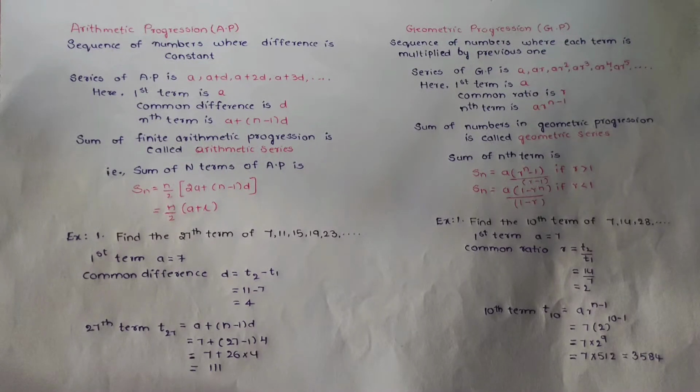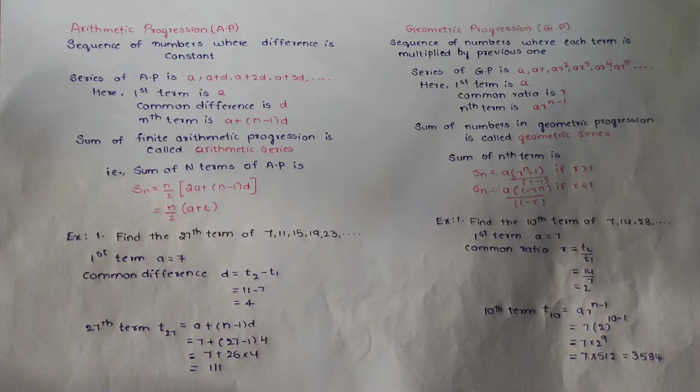Now to find the 27th term, we have to apply a formula. We have said that the nth term of an arithmetic progression is a plus (n minus 1) into d. In the place of n, you substitute whatever term they have asked in the question, that is here the 27th term. So a is 7, plus (27 minus 1) into d, which is 4. Solving this you get the 27th term as 111. I hope you have understood this.